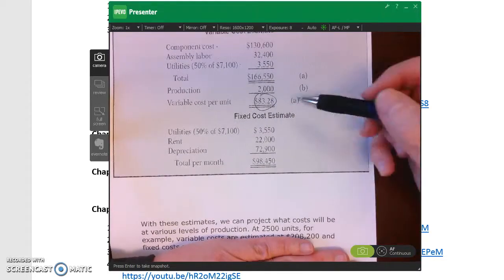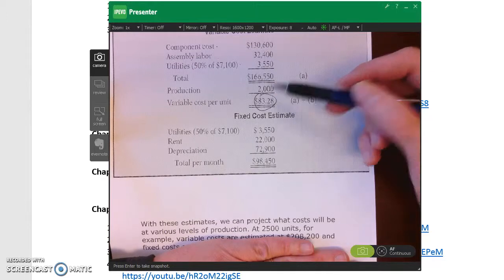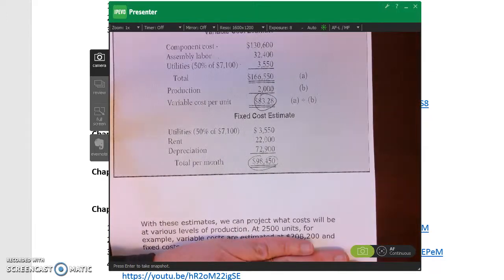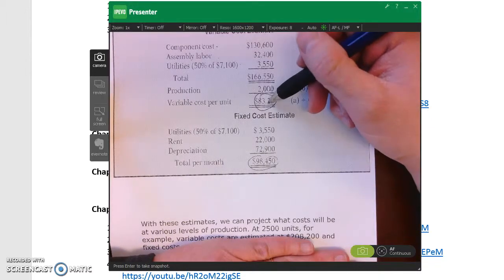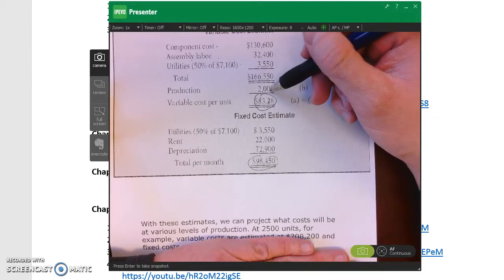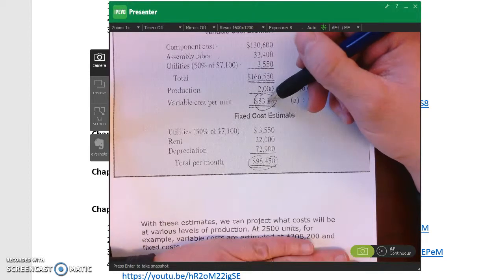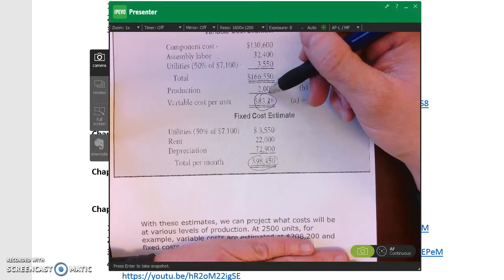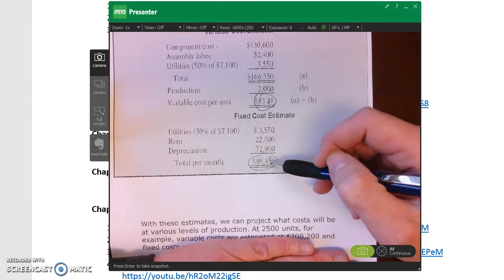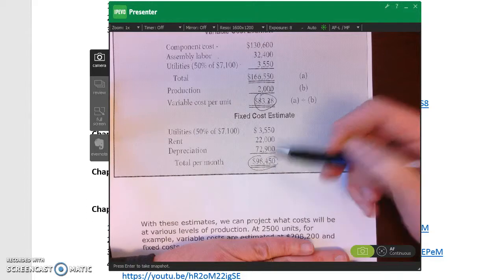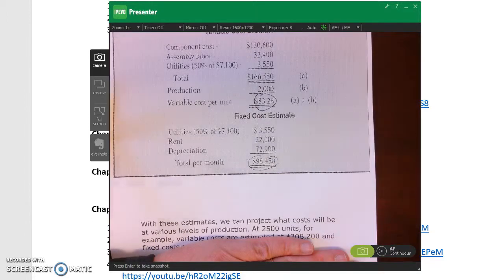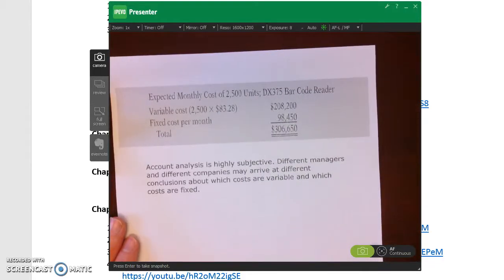And then as I move from making 2,000 units to 2,500 units, my total fixed costs will also stay the same. So I can use this to figure out my total cost for making 2,500 units. I can take $83.28 times 2,500, keeping my variable cost per unit the same, multiplying it by the new level of activity, and then add in my total fixed cost of $98,450, and that gives me total cost. Okay? So if we look at this, this is what we would get. This is how we can do cost estimation with account analysis.